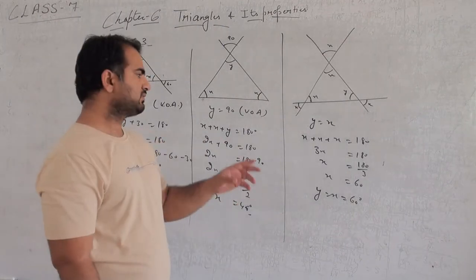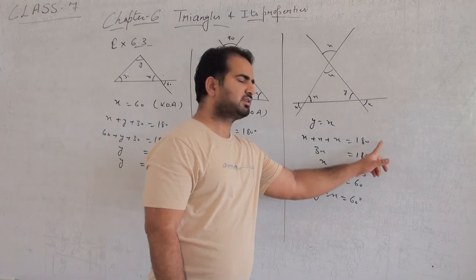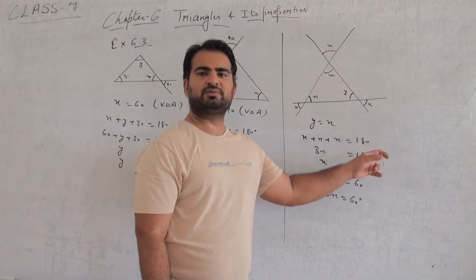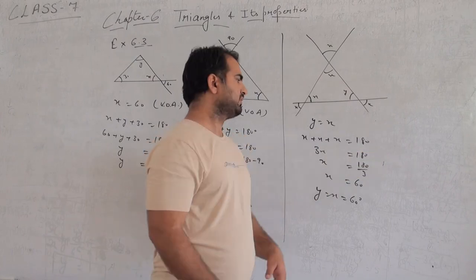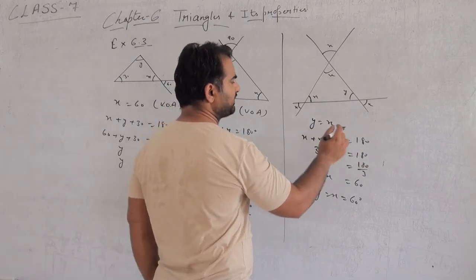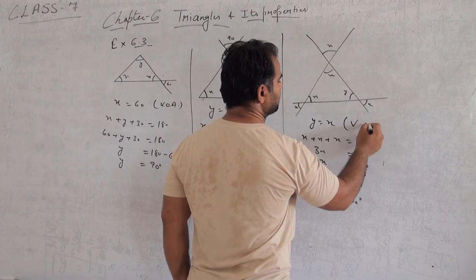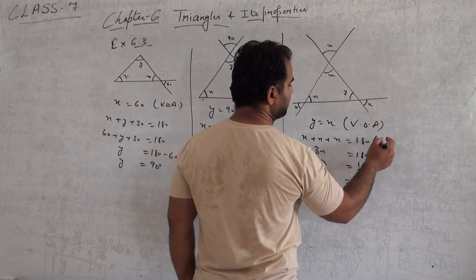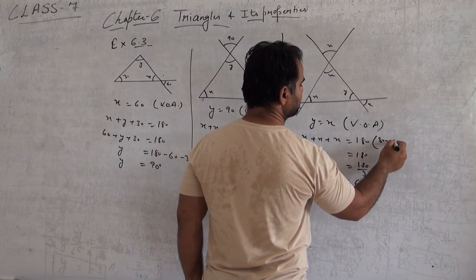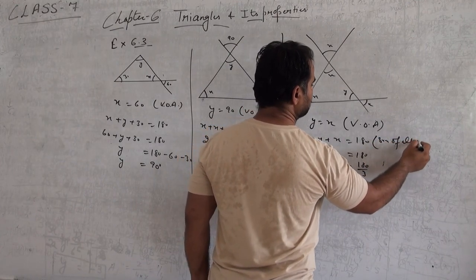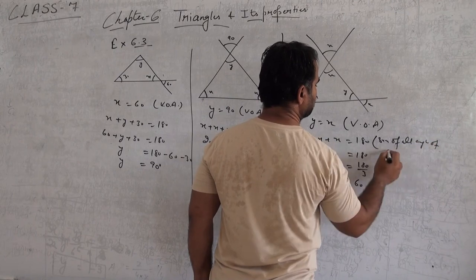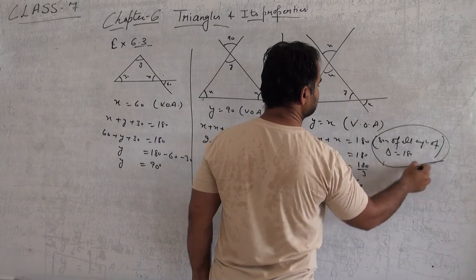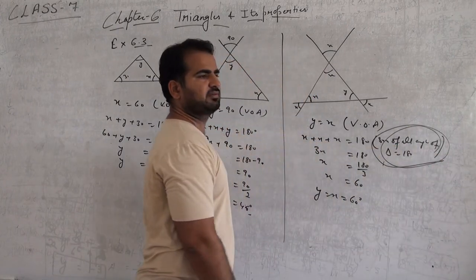But listen class, what you have to do, you must write the reasons there. If you don't write the reasons, then the answer will be incorrect. So y was equal to x because it was a vertically opposite angle, and the sum of all three angles equals 180. So we have to write, sum of all angles of a triangle equals 180 degree. We have to write this again and again.